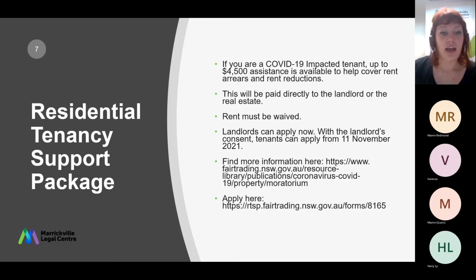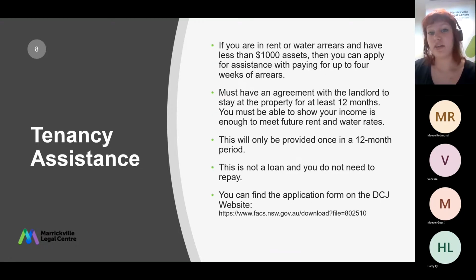Now, moving on, if you're not COVID impacted, but you are in arrears, the Tenancy Assistance Program, which is a DCJ, Department of Communities and Justice initiated program, is something that could potentially be available to you. So this is basically a one-off payment to help clients who've fallen into arrears sustain their tenancy with helping with either rent or water bills. The maximum amount of assistance is limited to the equivalent of 4 weeks rent, and you can only apply once in that 12-month period. Now, to be eligible, you can't have any more than $1,000 in cash assets.